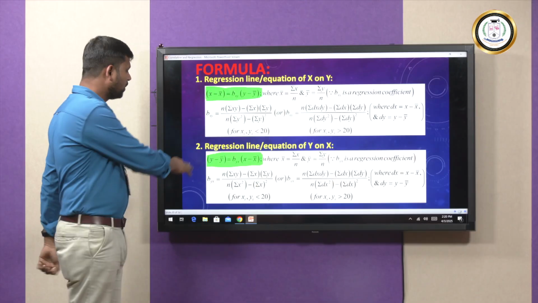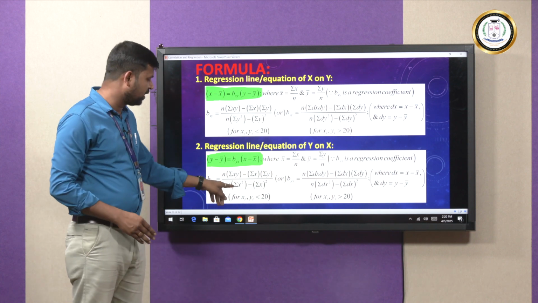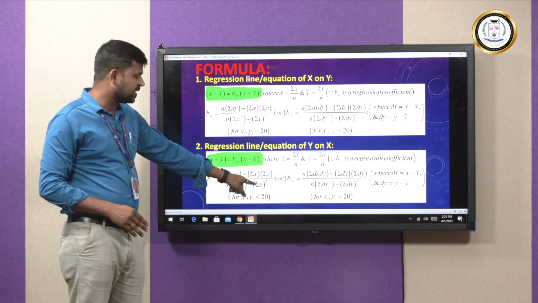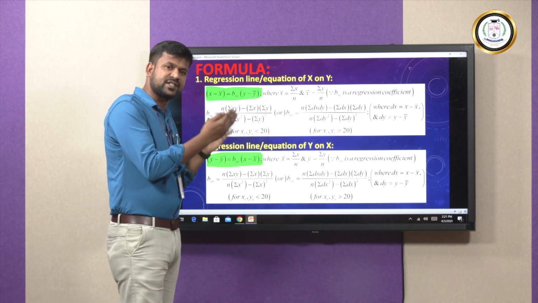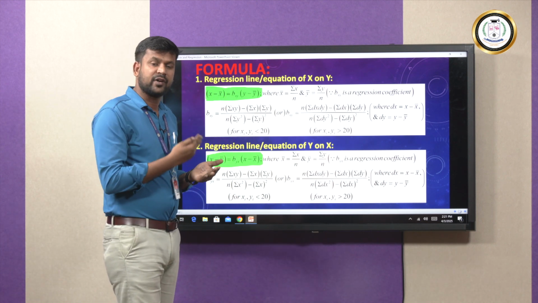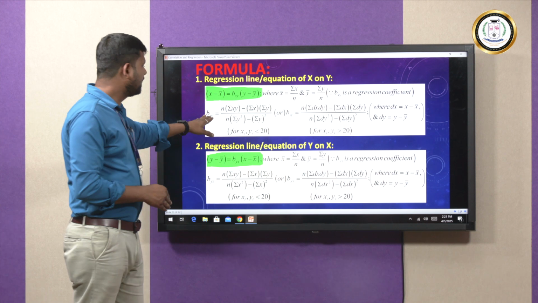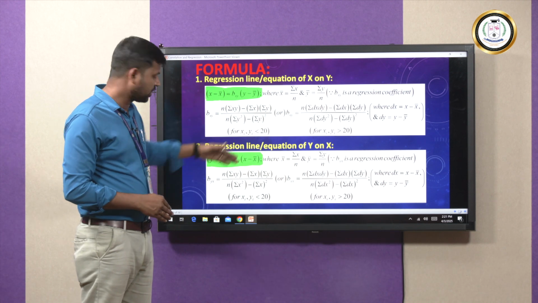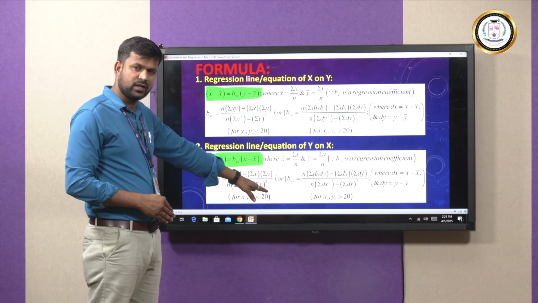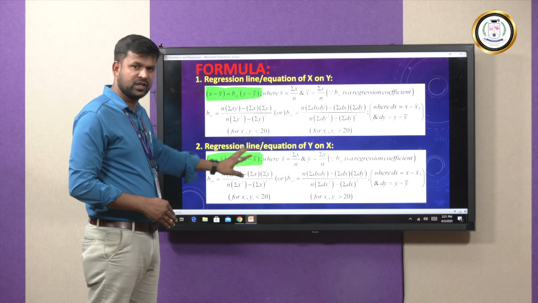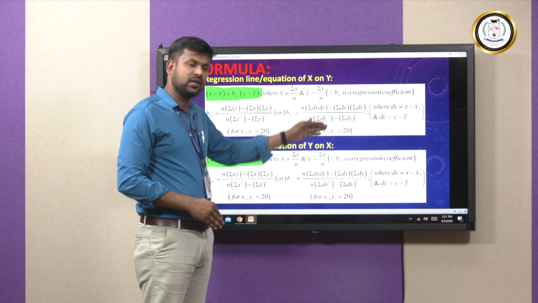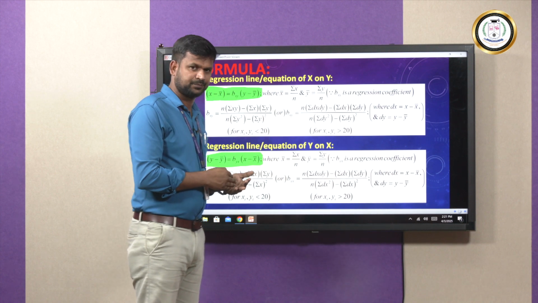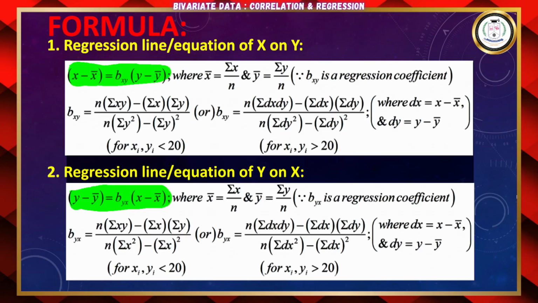If it is y on x, the denominator will be n summation x square minus summation x the whole square. In correlation we used the root of the x term and the root of the y term. Here we are not going to use that. bxy has y in the denominator and byx will have x in the denominator. This is the same in the deviation method also, where d and d will be additionally along with them. This is only for when x and y are less than 20. Here x and y are greater than 20.